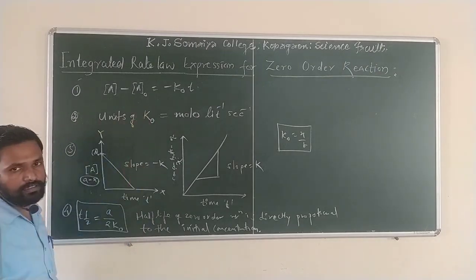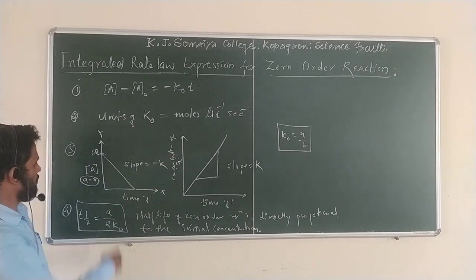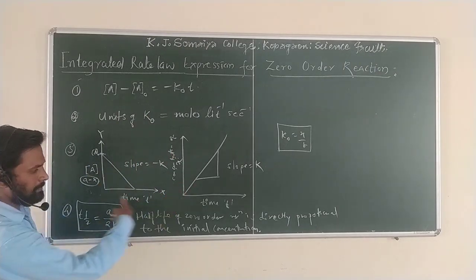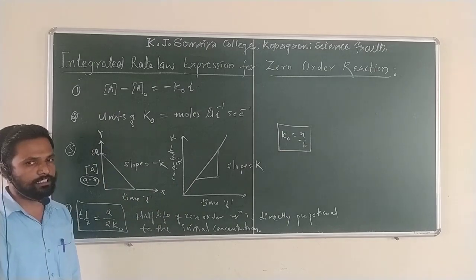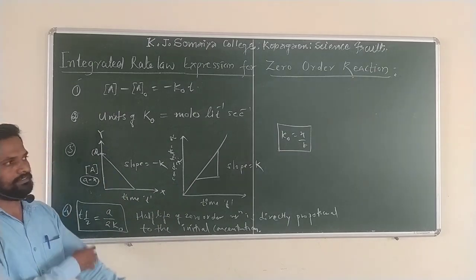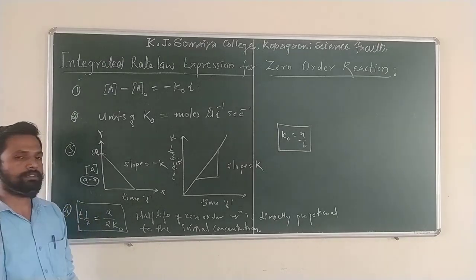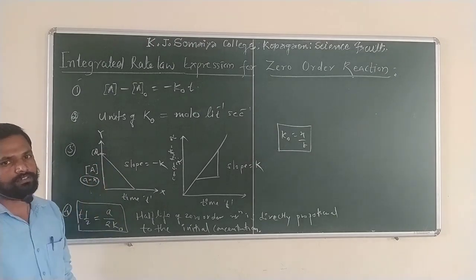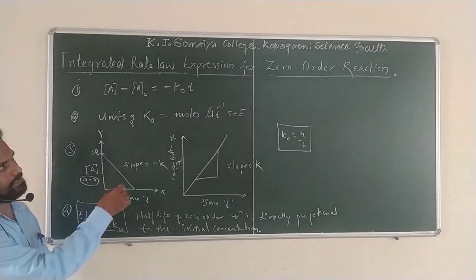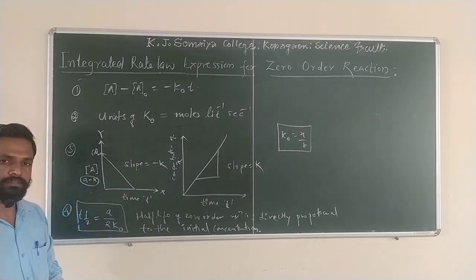First of all, the integrated rate law for zero order, the units of zero order, then the graphical representation, how the graph is represented, and the last one, the half-life period of the zero order reaction. Okay, I will stop here. In the next lecture, we will see the kinetics of first order reaction, that is the integrated rate law expression for first order reaction. Okay, thank you so much.